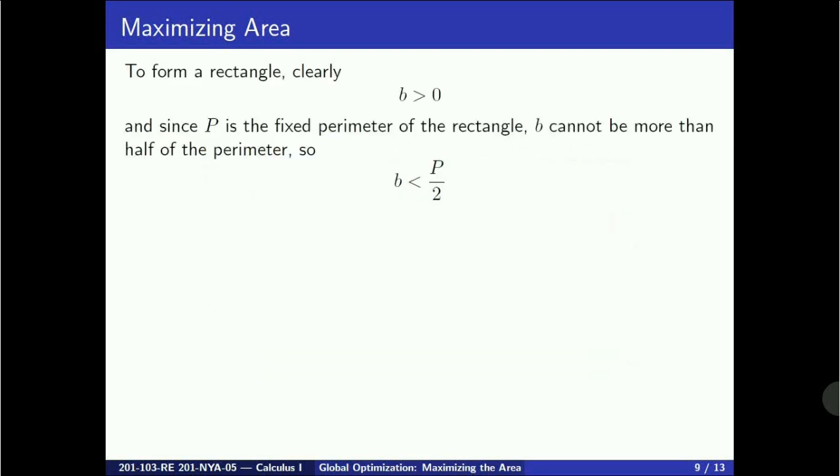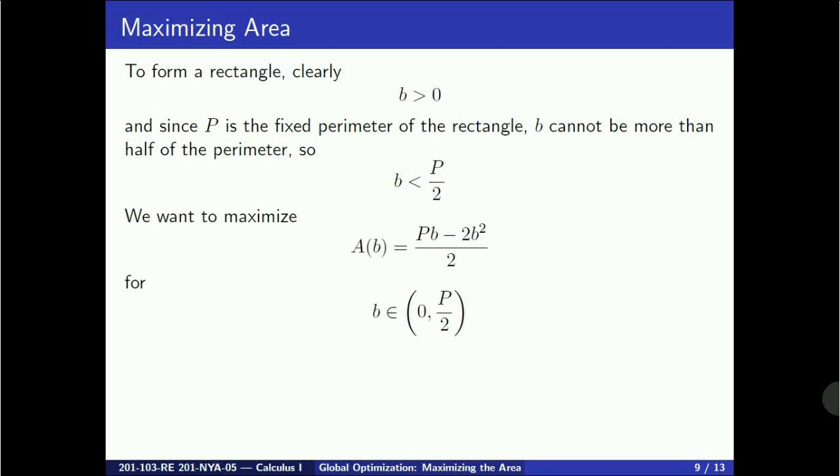To form a rectangle, clearly the base b is positive, and since p is the fixed perimeter of the rectangle, b cannot be more than half of the perimeter. That's because there are at least two bases that form the perimeter, so b is strictly less than p over 2. Overall, we need to maximize the area A of b on the open interval (0, p over 2).